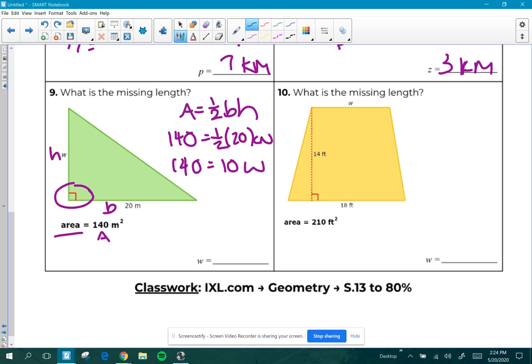Now to get the W by itself, I have to divide both sides by 10. And I'm left with W equals 14. So it would be 14 meters for that length. That's how high my triangle is. It's 14 meters high.